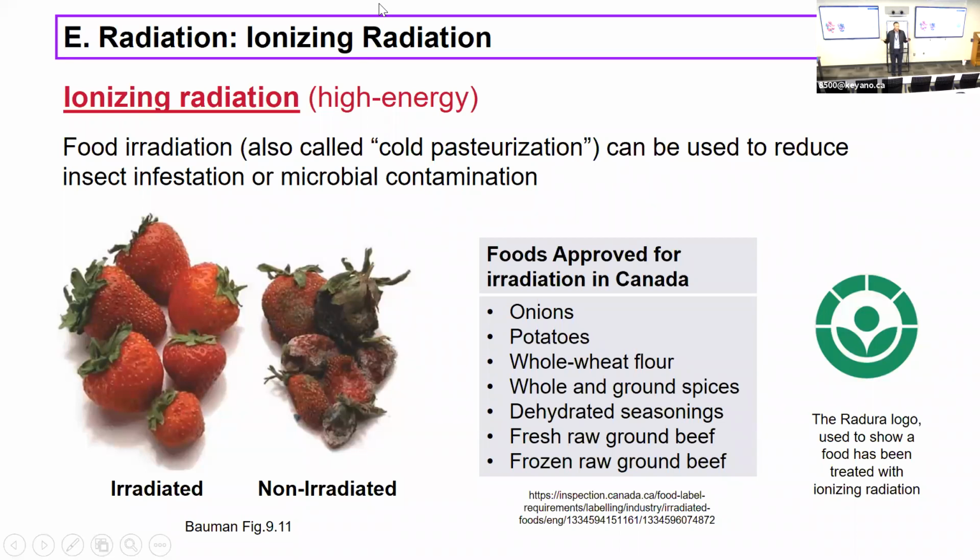You're not making the food radioactive. Radioactive is an entirely different type of chemistry. It's actually very safe and works really well. You can see with these strawberries here, non-irradiated and irradiated strawberries. So this is getting common, and certain types of plastics are hit with ionizing radiation as well.